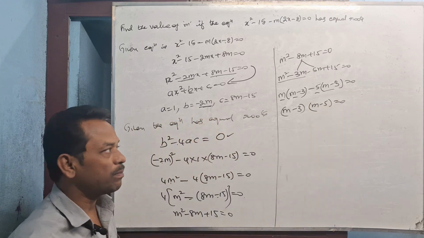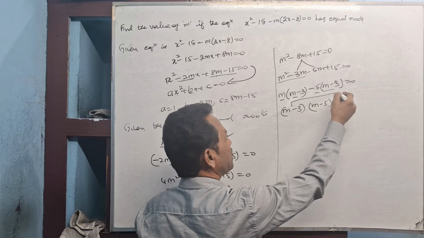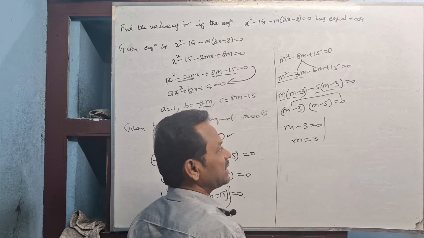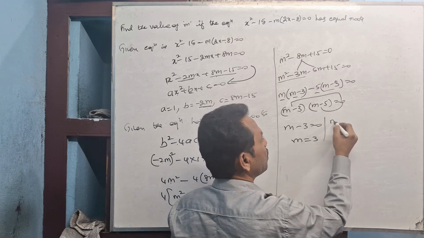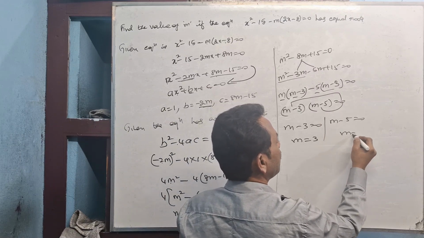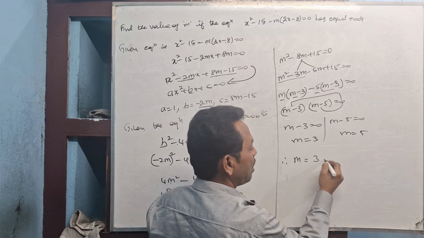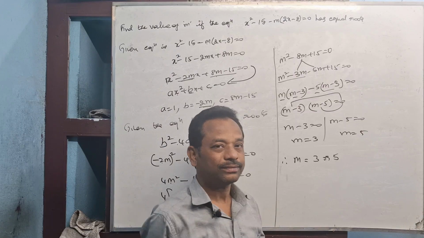Now I want the value of m. So first I'll equate m minus 3 with 0. So m minus 3 equals 0, m equal to 3. Then next I'll equate m minus 5 with 0. So m minus 5 equal to 0, m equal to 5. Therefore, my m values are either 3 or 5.